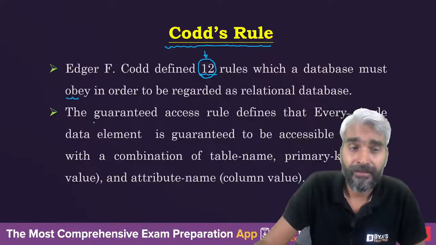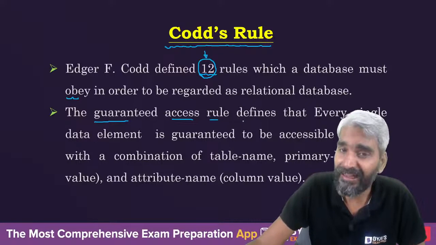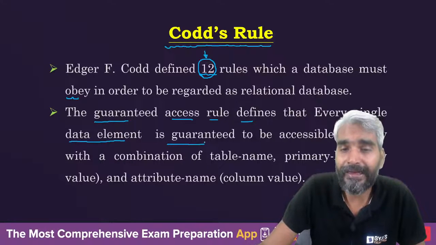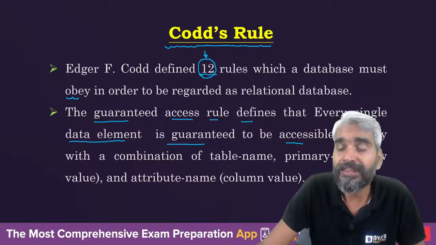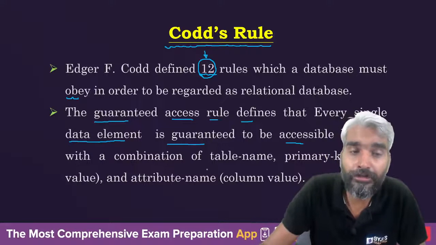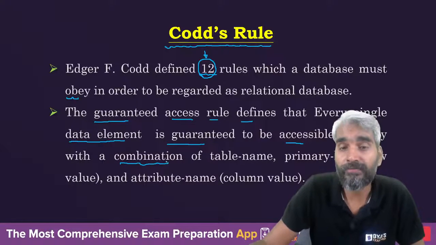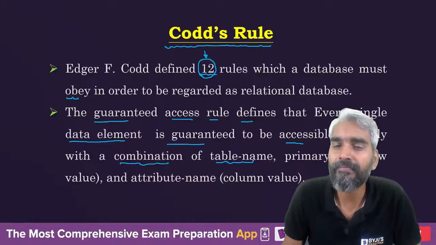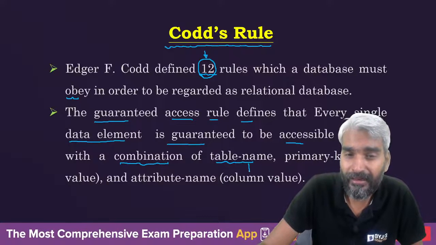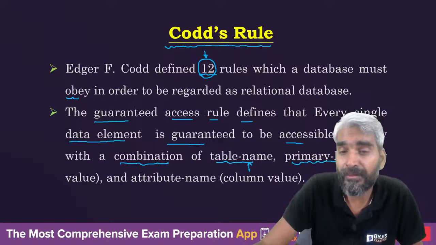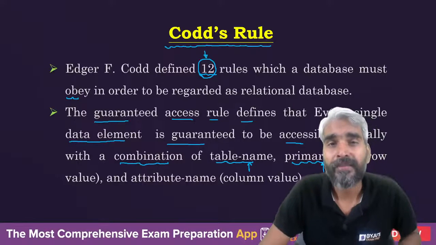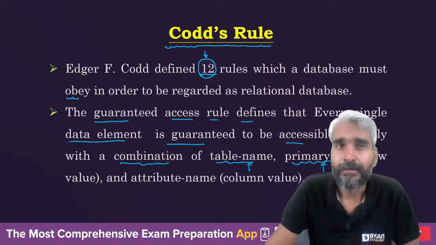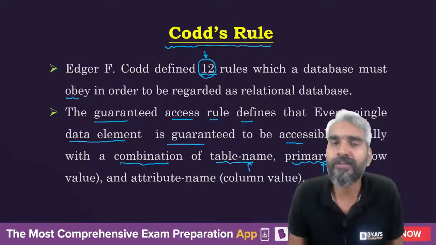What does it say? The guaranteed access rule defines that every single data element should be guaranteed to be accessible logically, with a combination of what? With a combination of table name. Let's say the table name is student. If you give me the information about the primary key, let's assume roll number is the primary key, then you are giving this particular primary key, and you don't want to see the complete record of that particular roll number.